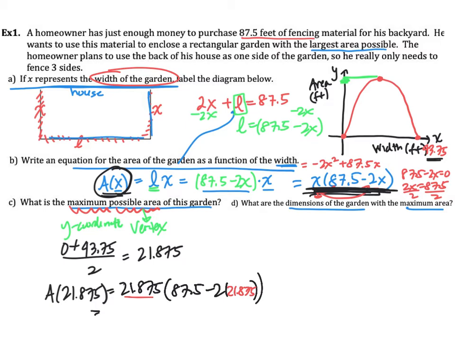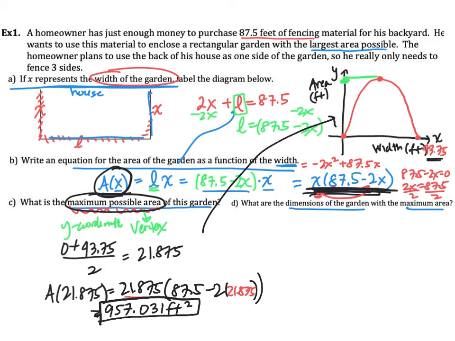I'm just calculating it now. You should get 957.031 feet squared. Again, you can do that algebraically like we just did because you have your calculator. Your calculator's still going to help you find the answer algebraically. So this is the maximum possible area, right? Or you can do it graphically up here, plug that into your calculator, into f of 1, find the maximum, continue that way.